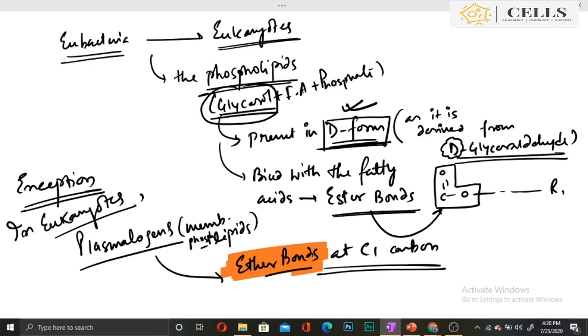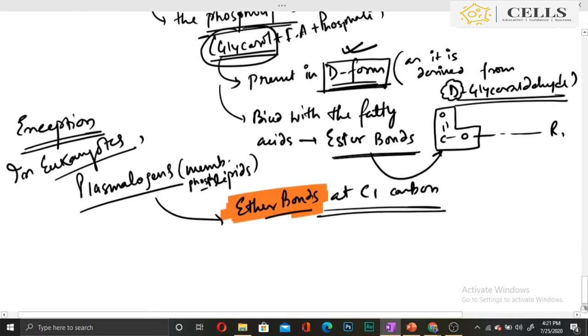So plasmalogen is an exception. There are also enzymes, and very important is why this D form of glycerol is important: because enzymes are present for the D form. For the L form, there are no enzymes present during metabolism. That's why the D form of glycerol is present. Yeah. Now think very carefully. Come to the next section.